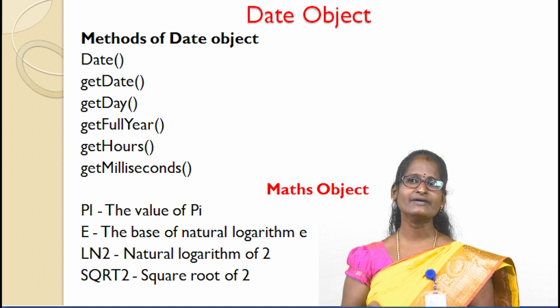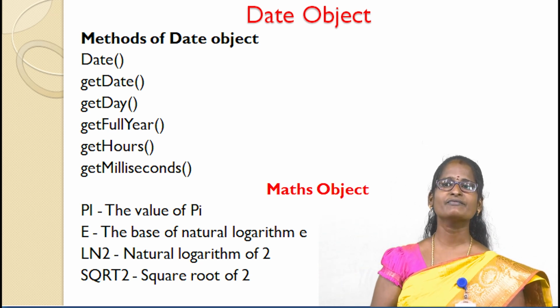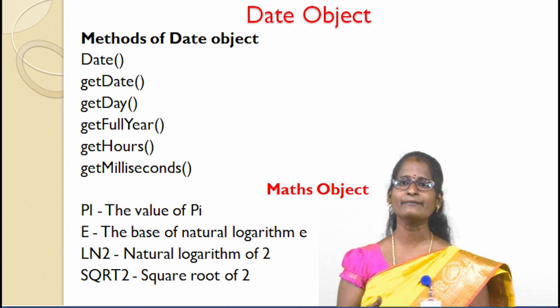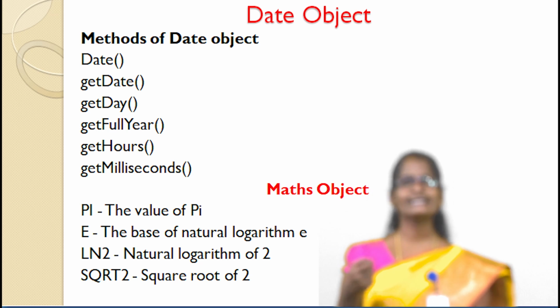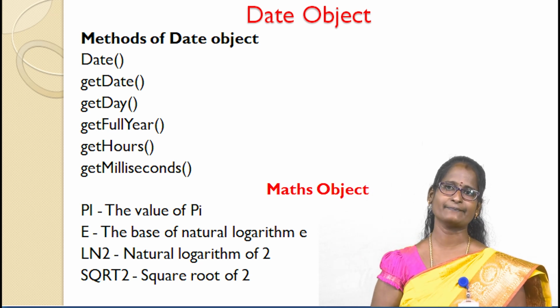getFullYear, it returns the year of the specified date. getHours, it returns the hour in the specified date according to local time. getMilliseconds, it returns the milliseconds in the specified date according to the local time.